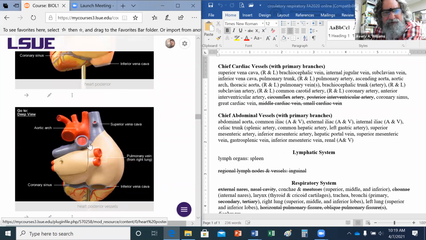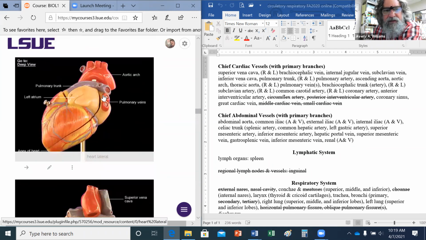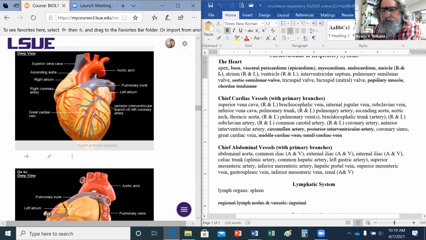Here you can see them in the back. This would be the right one, and there's the left one. These are the right and left pulmonary arteries in the back. Again, left one and the right one. And here's the left one right here. Pulmonary trunk, left pulmonary artery, etc. And then pulmonary trunk right there.